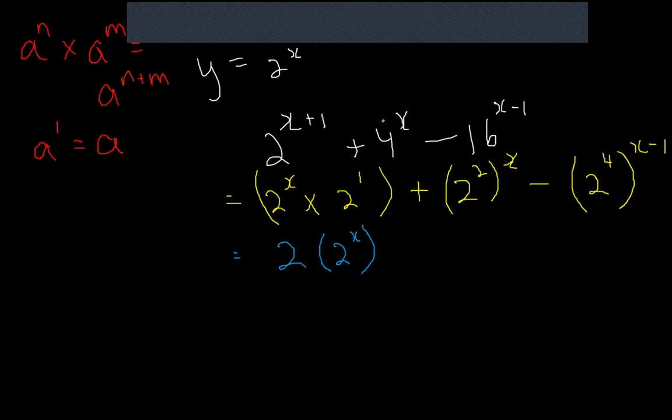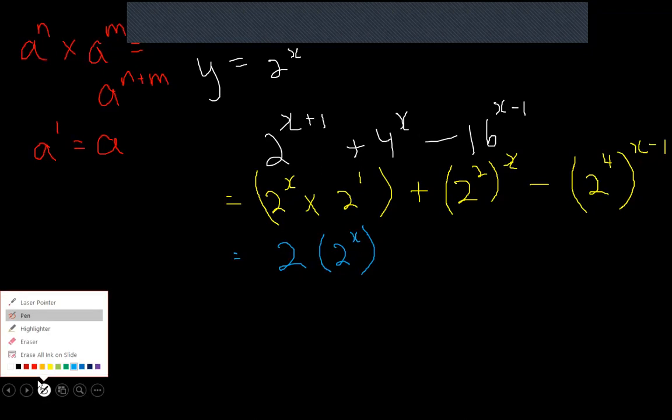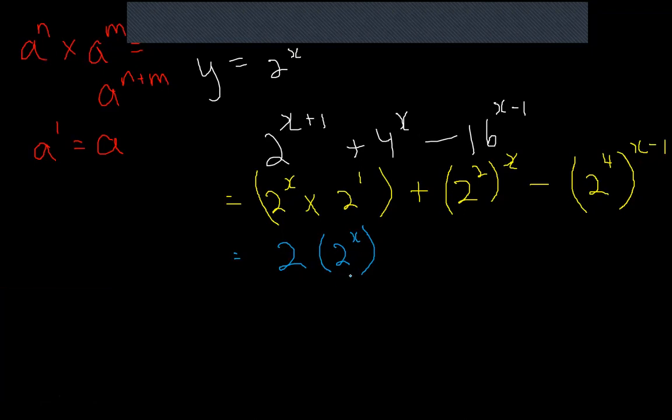Okay, so let me continue because we are already over the time. So we said 2 to the power of x multiplied by 2 to the power of 1. I could rewrite that as this. It means the same thing, right? Because 2 to the power of 1 is the same as 2, right?